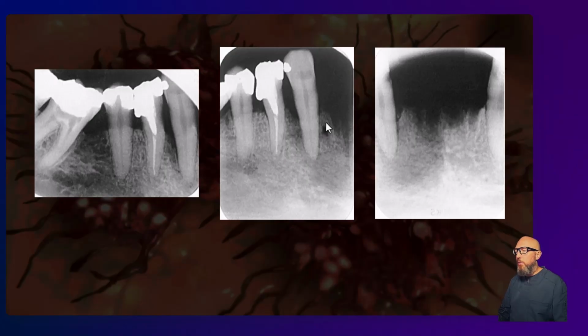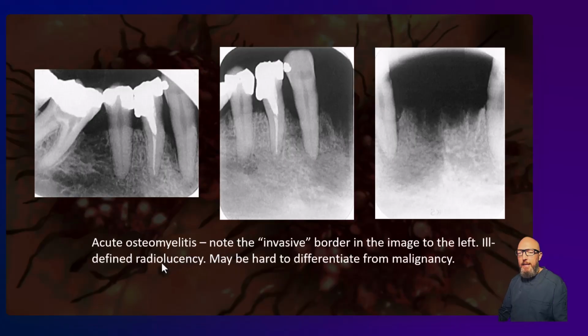And this one is more ill-defined. Still, the PDL space is mostly intact here, nice and well-defined and uniform. Same with this one. It's just kind of creating this blended appearance. And this is showing that osteomyelitis can form this ill-defined radiolucent with no real evidence of a sclerotic border around it, no real mixed appearance. And so that would be our acute osteomyelitis. And in some cases, this can be difficult to differentiate from malignancy.